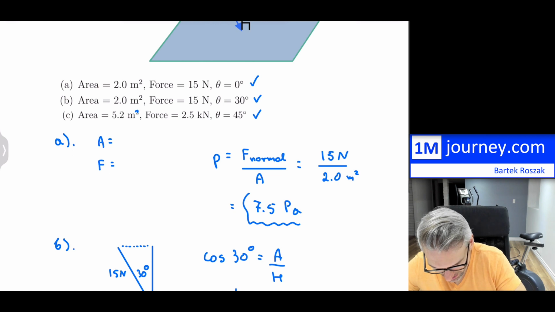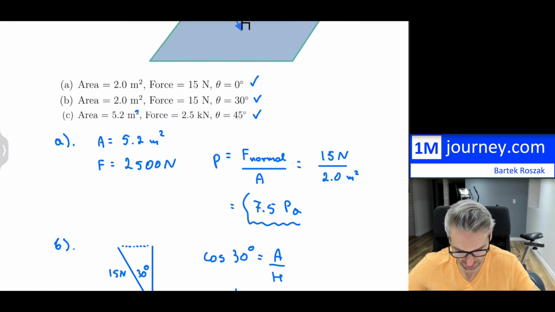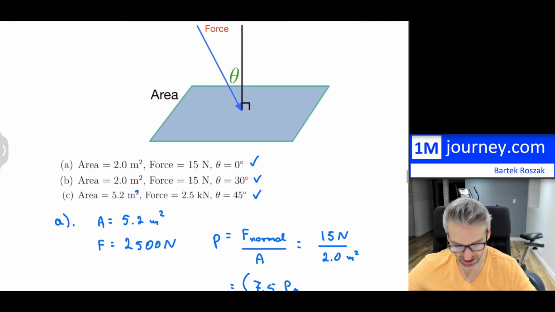So my area is 5.2. That's still in standard metric units. The force is in kilonewtons, so I'm going to change it back to newtons right there. And then I have an angle of 45 degrees. So this is going to be exactly the same thing. You have your angle.